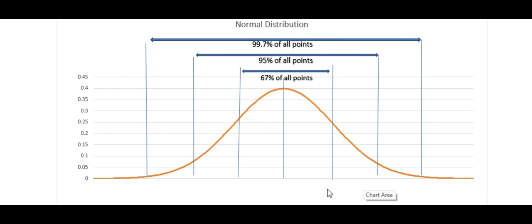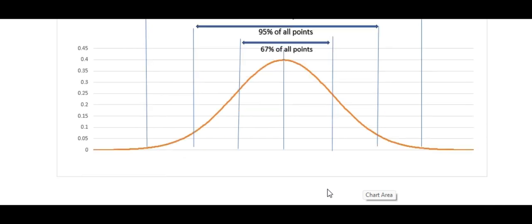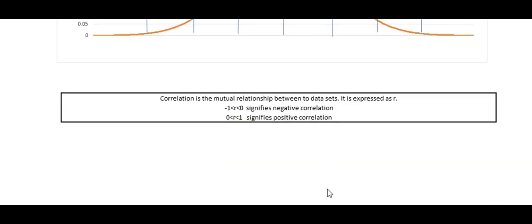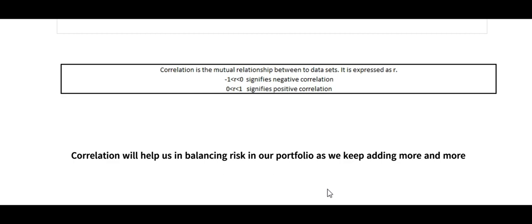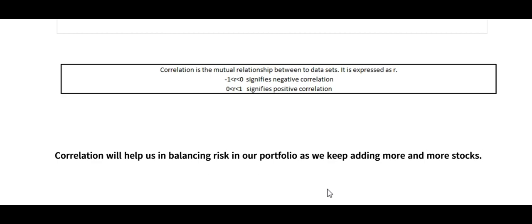Moving on, the other parameter that we need to know to understand how to create a portfolio is called correlation. And correlation is essentially a measure of relationships between two data sets. Here, the data sets that we will be using are stock prices, and we will see how correlated are the stock prices.